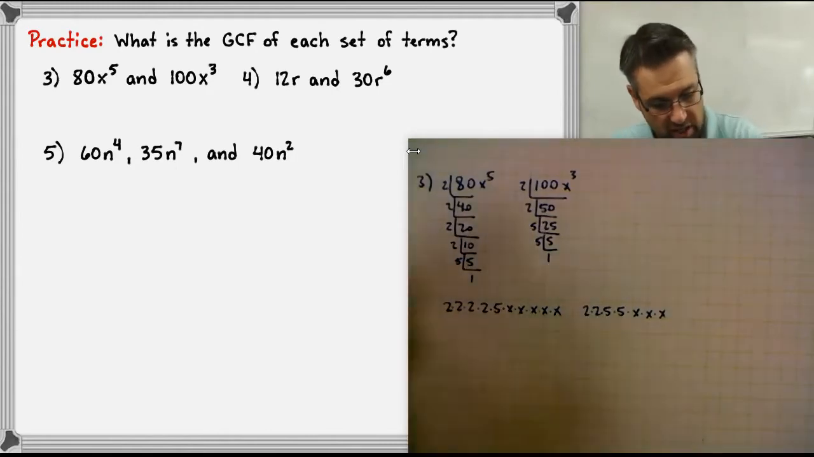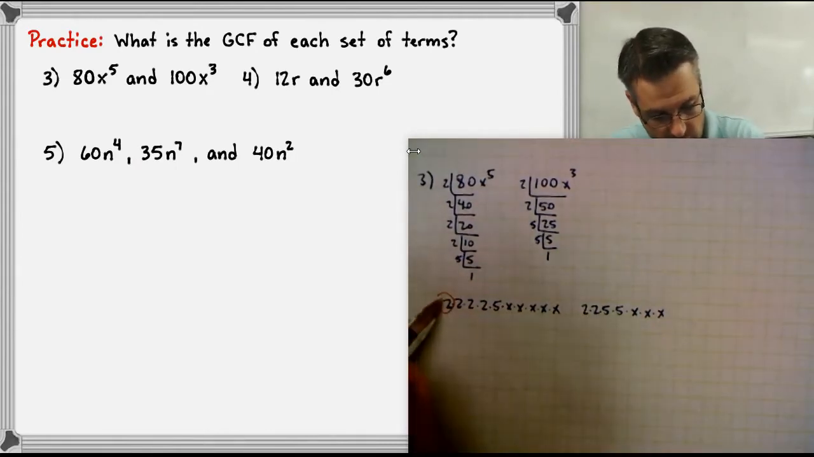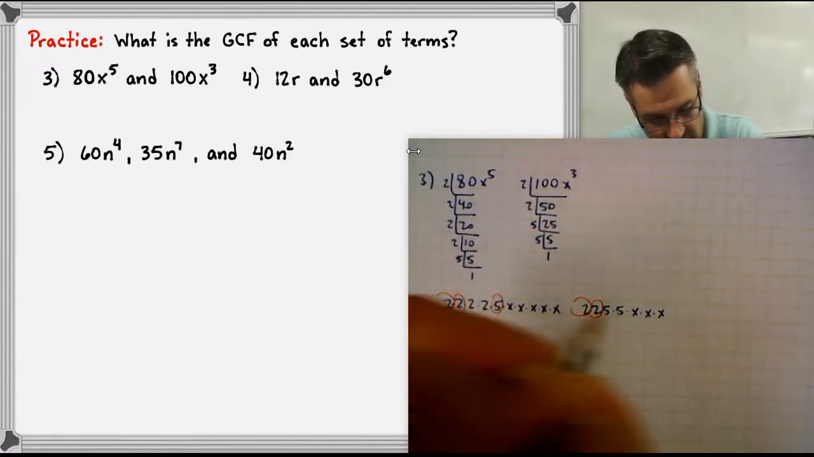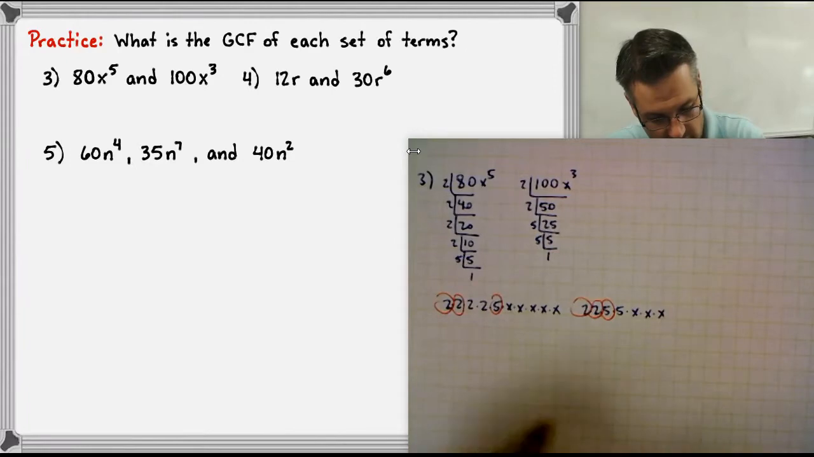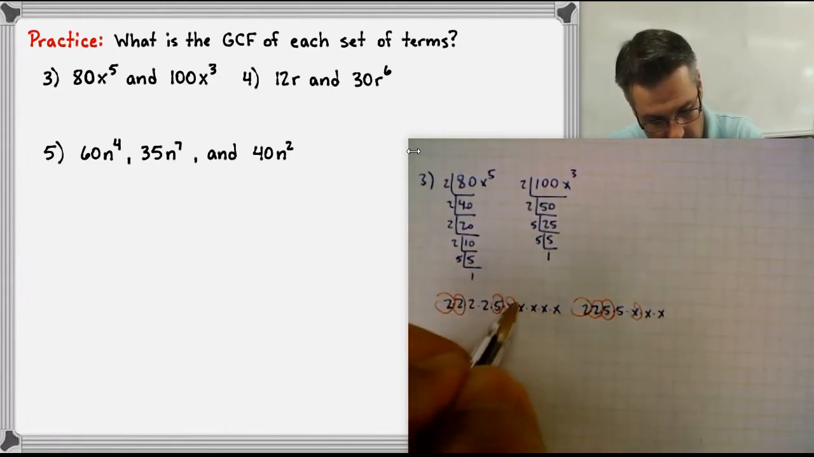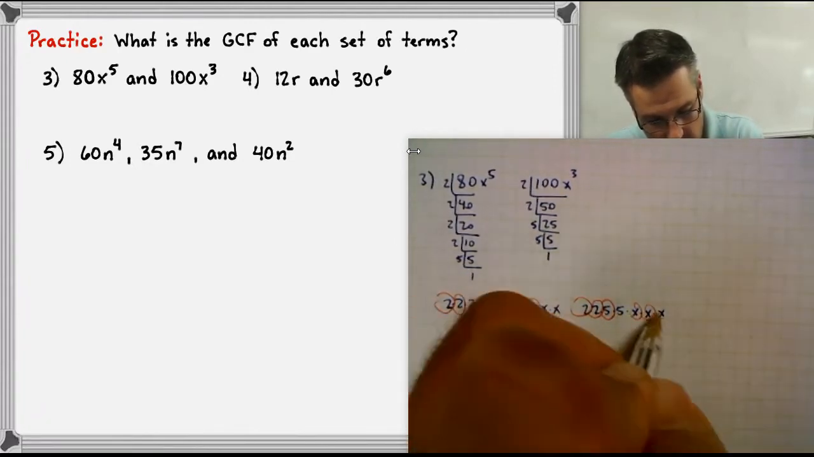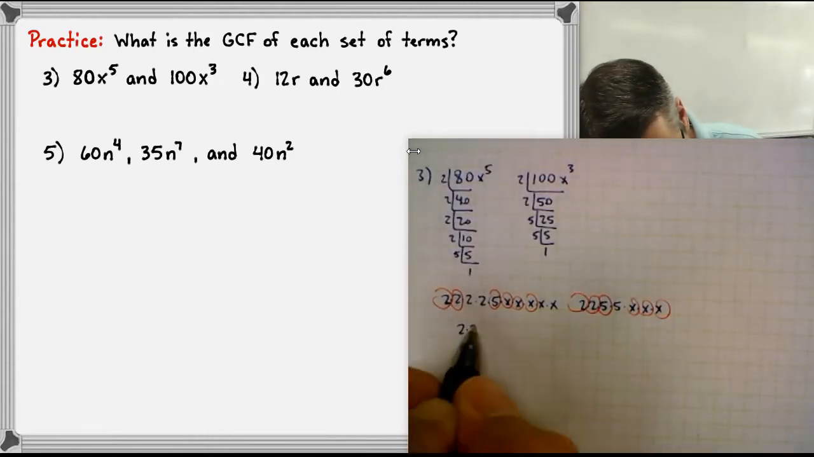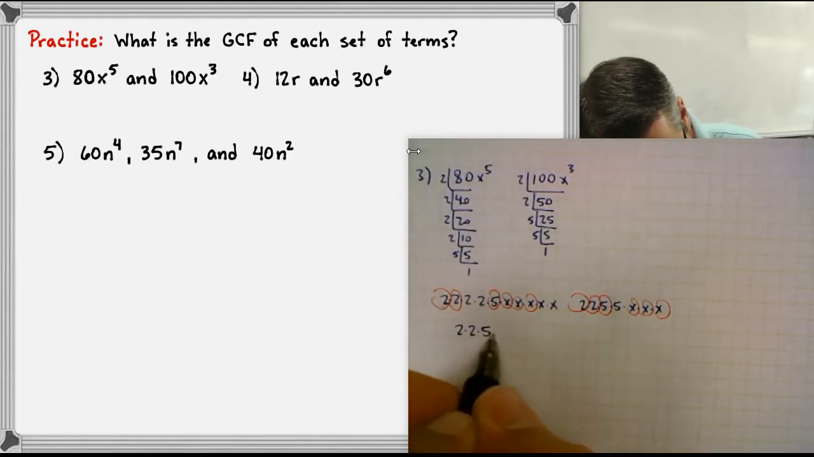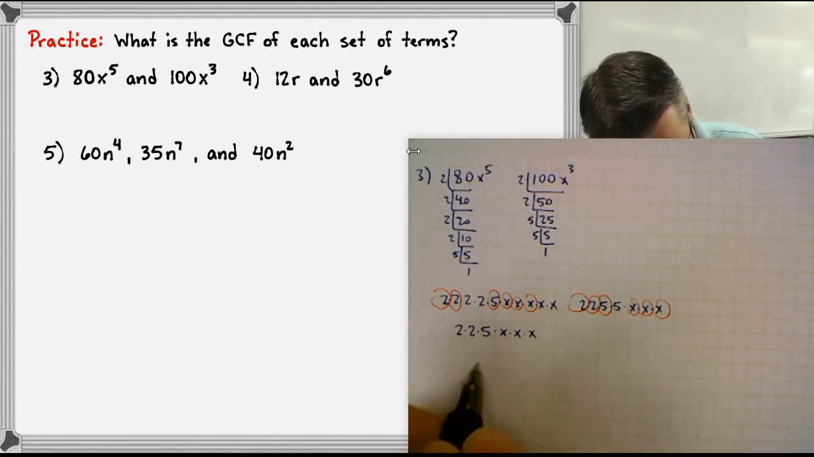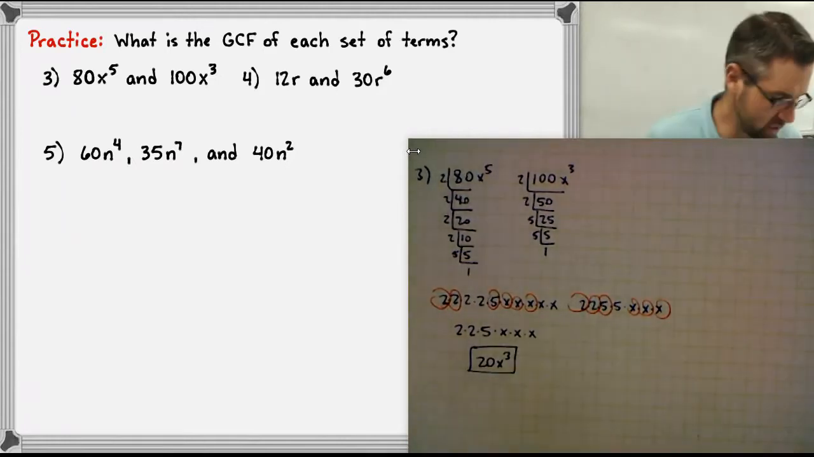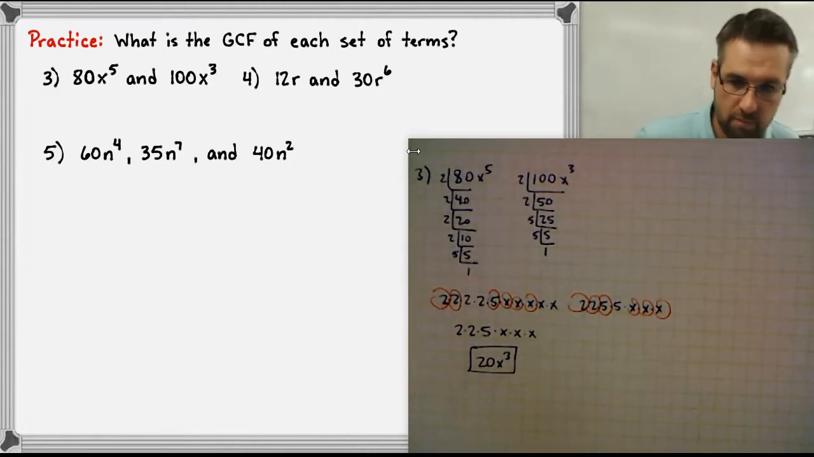Our GCFs then are, let's see, we have a 2 here. We have another 2 that they have in common. We have a 5 that they have in common. No other numeric values. We have an x and an x, another x and another x, and a third x and a third x, and that's all we have. So when I put these together, I get 2 times 2 times 5, times x times x times x. We're left with 2 times 2 is 4, times 5 is 20, and x to the third. So our GCF is 20x to the third, all right?